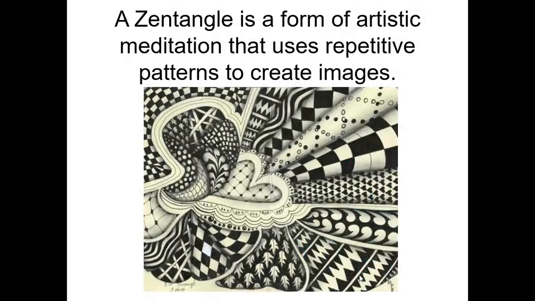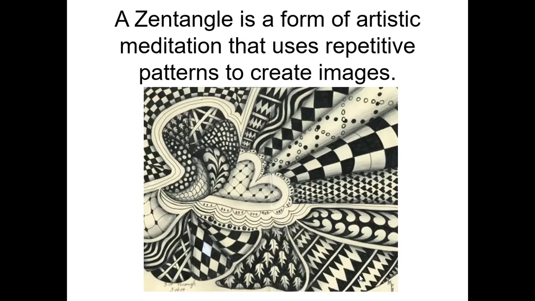So a Zentangle is similar to a Zendala, except it's not a circle. It has angles, so we're calling it a Zentangle because it's square or rectangular. This is a form of meditation that uses repetitive patterns to create images.